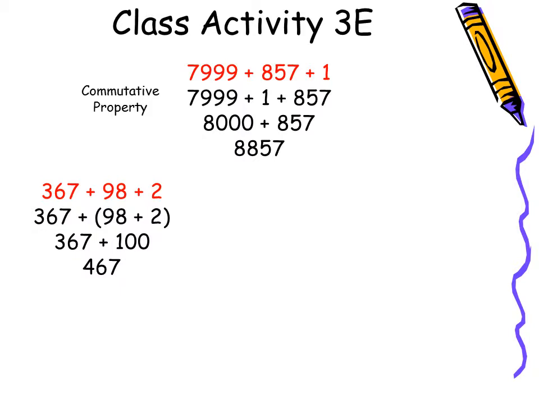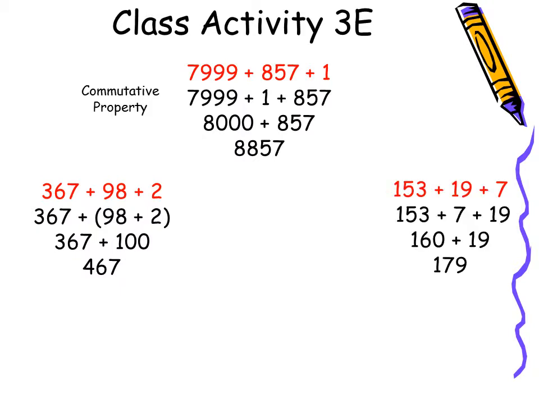So instead of adding from left to right, I'm going to notice that 98 is 2 from 100. 100 is an easy number. Let me go ahead and group the 2 with the 98 and add those two together instead of adding the 98 and the 367 together first. So that's my associative property. So in that case, I have easy numbers, 367 plus 100 for 467.